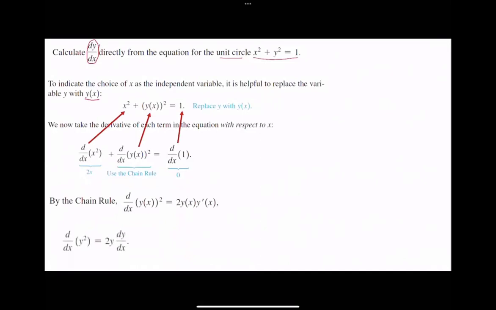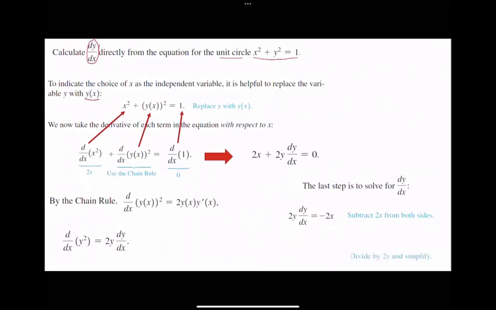Now let us do the substitution. This becomes 2x plus 2y, y prime equals 0. Now let us simplify this. Subtract 2x from both sides. You get 2y dy/dx equals negative 2x. And then divide by 2y, assuming y is not 0. dy over dx becomes negative x over y. Again, assuming that y is not 0. So this is the rate of change of y with respect to x. This is what we learned in elementary calculus.